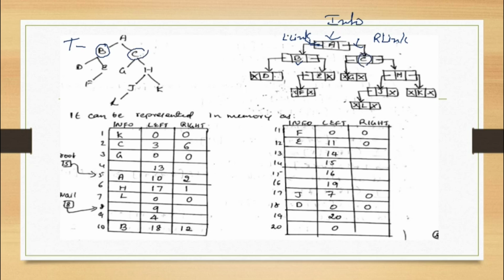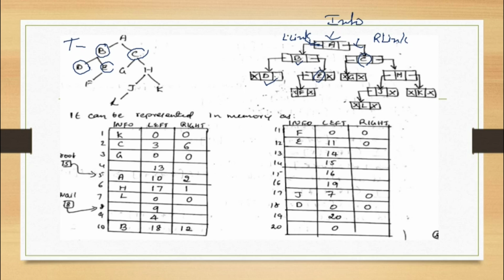Once again, B also has a left and right link. In the left link of B, what do you have? You have D, so that is why D is stored here. And in the right link of B you have E, so that is why E is stored here. Now again, D doesn't have a left link or a right link.